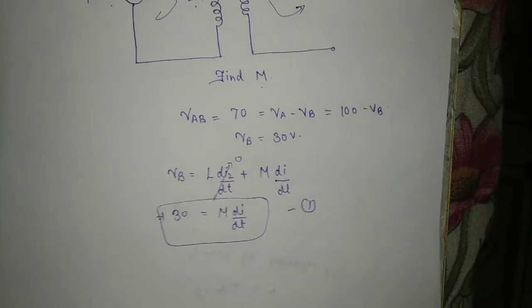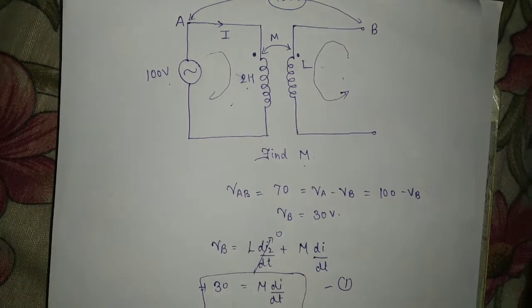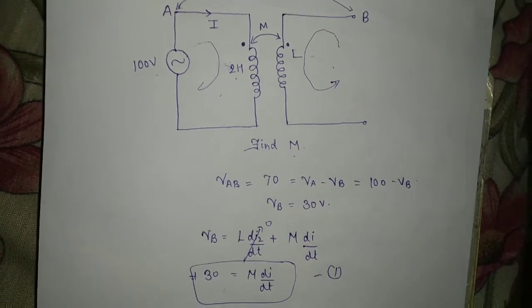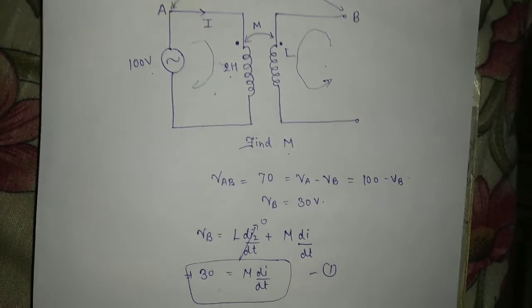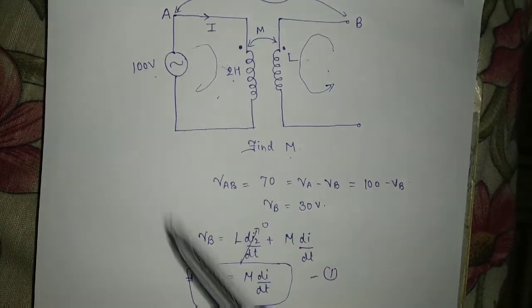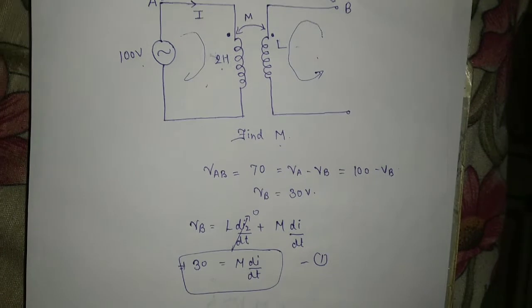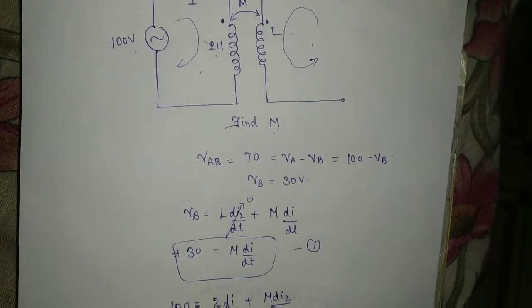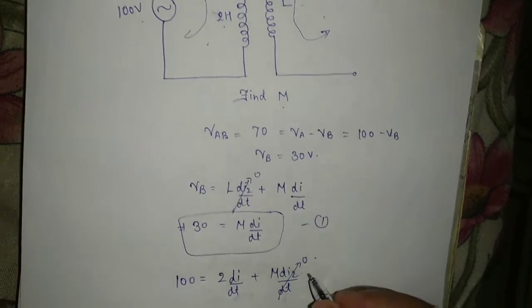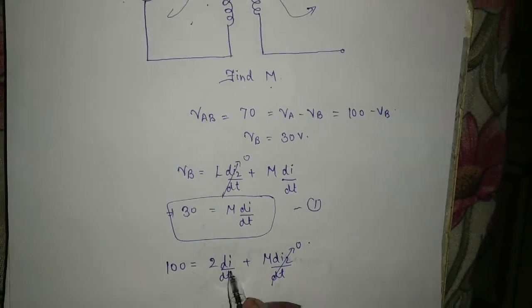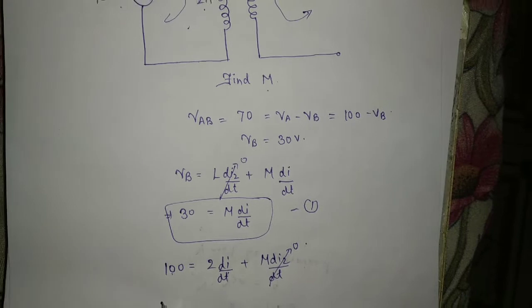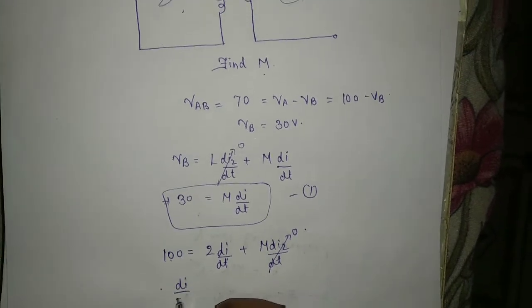Now apply KVL here. 100 is equal to L, which is 2, di by dt plus M di2 by dt. i2 is 0, so this term is 0. So di by dt is 100 by 2, so di by dt is 50.